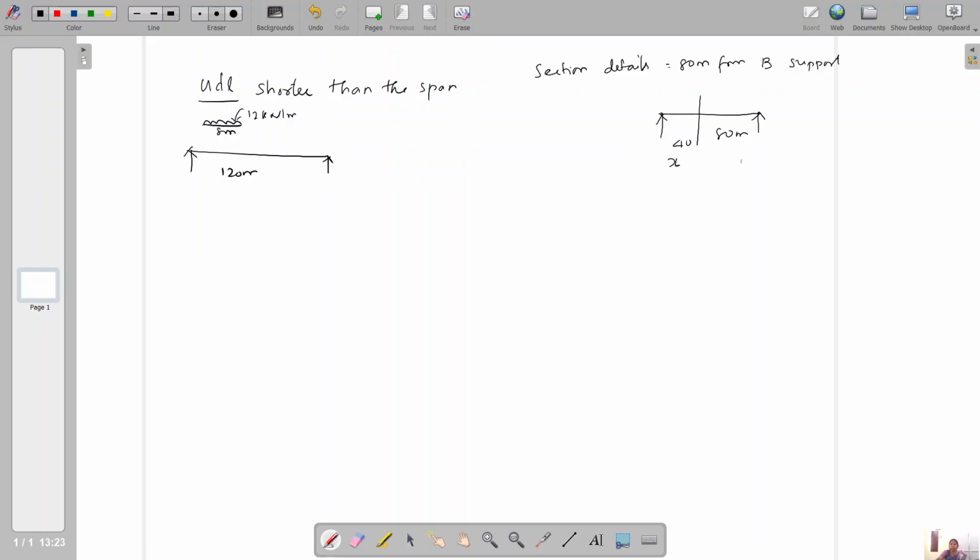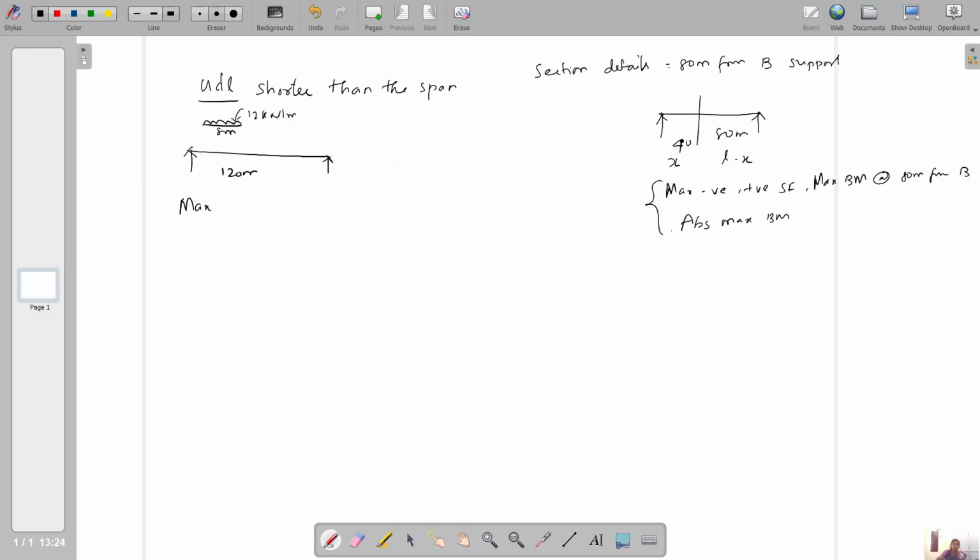From the left it is x, from the right it is L minus x. So we can restate that the x distance from A is 40 meter, and L minus x from B is 80 meter. The possible questions are maximum negative and positive shear force and maximum bending moment at 80 meter from B, and also absolute maximum bending moment. These are the possible questions that can be asked in this problem.